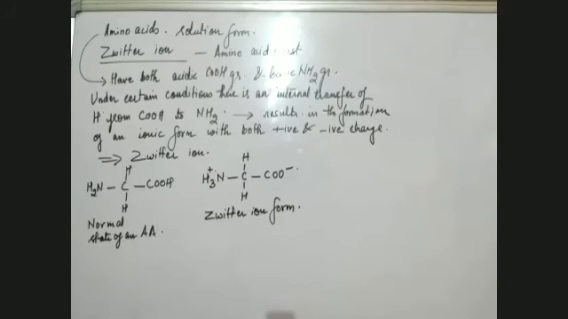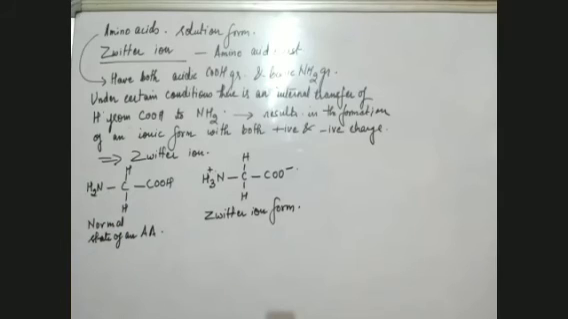Can you see the difference between the two? The H from COOH has got transferred to the amino group. From the carboxylic group, the hydrogen has got transferred to the amino group. So what do we get? We get H3N with the positive charge and COO with the negative charge. This is the zwitterion form of an amino acid. Can you differentiate between the normal state of an amino acid and the zwitterion form?